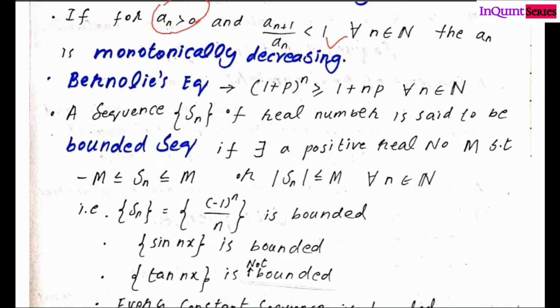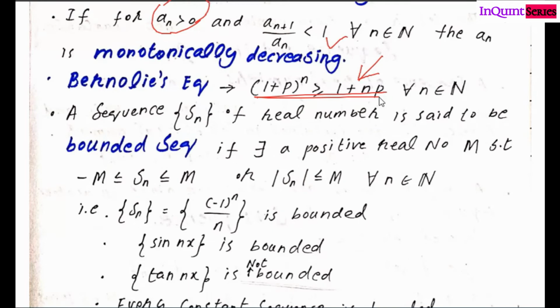So the next key point is Bernoulli's inequality. This inequality is known as Bernoulli's inequality, for all n belonging to the set of natural numbers. I will also make separate videos on proofs, so you can get the idea from them later.